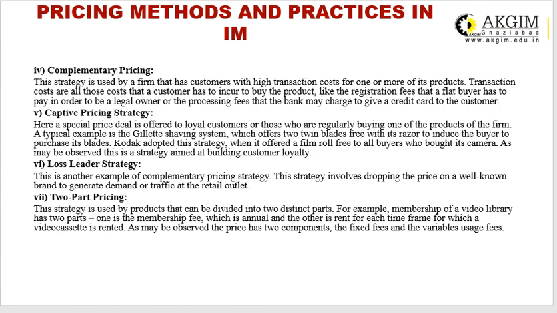Then we can also have the loss leader strategy. This is another example of a complementary pricing strategy. This strategy involves dropping the price on a well-known brand to generate demand or traffic at the retail outlet. Then you have two-part pricing. This strategy is used for products that can be divided into two distinct parts. For example, membership of a video library has two parts. One is the membership fee, which is annual, and the other is rent for each time a video cassette is rented. As may be observed, the price has two components, the fixed fee and the variable usage fee.